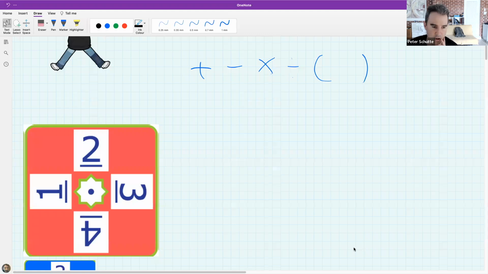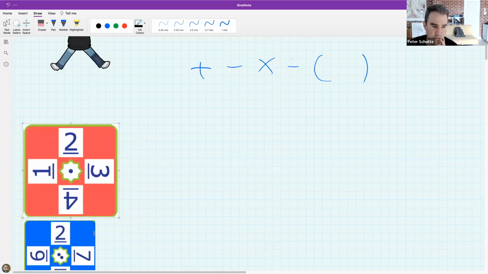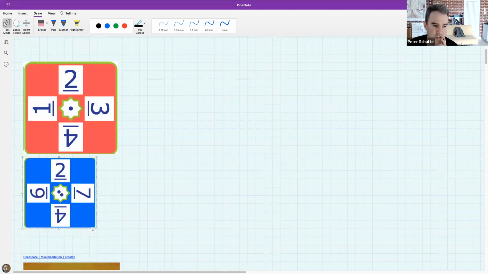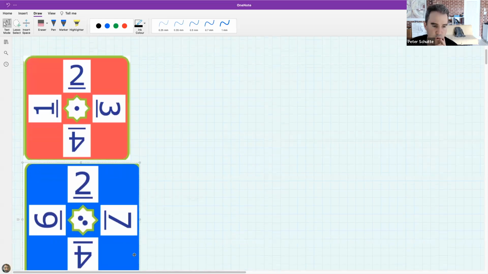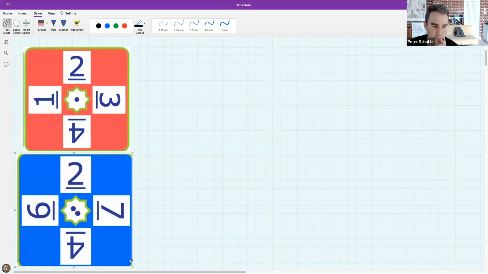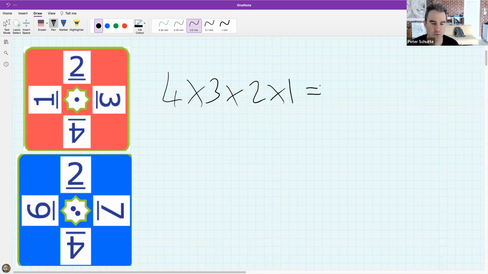Oh, wow. Okay. Some people are super fast on the draw. So that's the first one. I'm also going to give you the second one just so that you have access to it. Can you make 24 with the blue? Same rules, just a bit harder. I see a lot of students are getting the red one. It's just 4 times 3 times 2 times 1, which is 24. Nicely done, Timmy. Can you do the blue one?